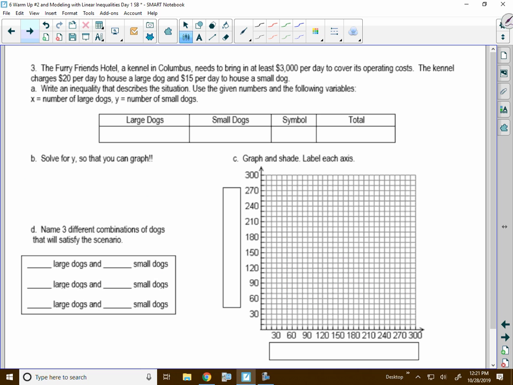All right, number 3, I want you to see if you can fill in the boxes on your own, the table at the top. Go ahead and fill that in. Make sure you read everything before you fill that in. Look for those key words. Look for the words at most or at least. That will help you with your symbol.